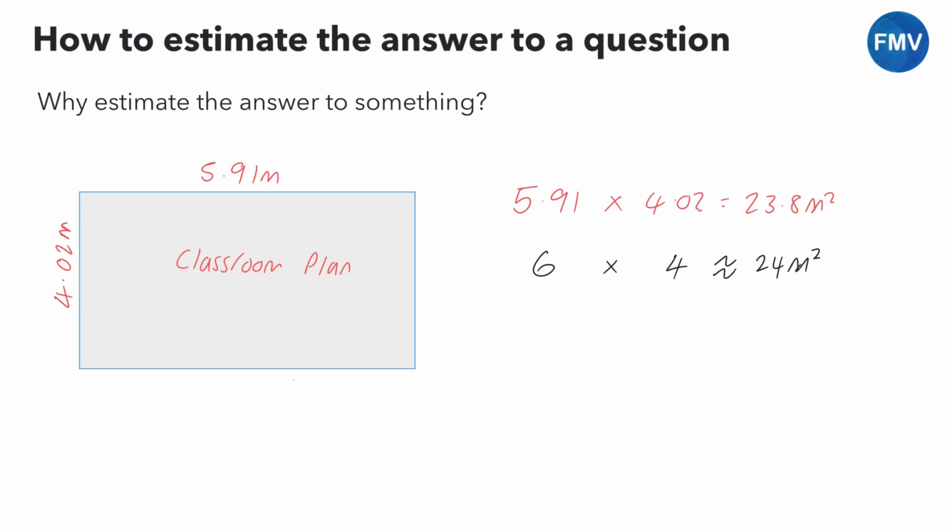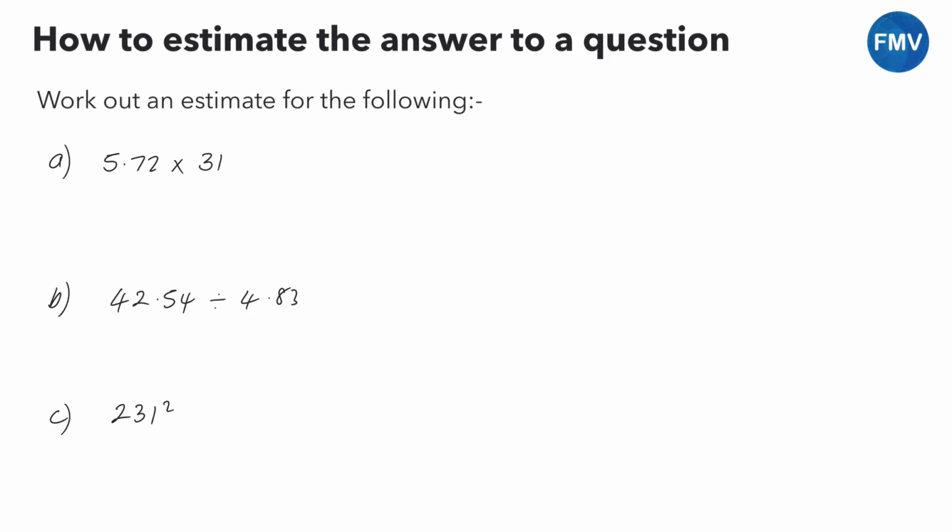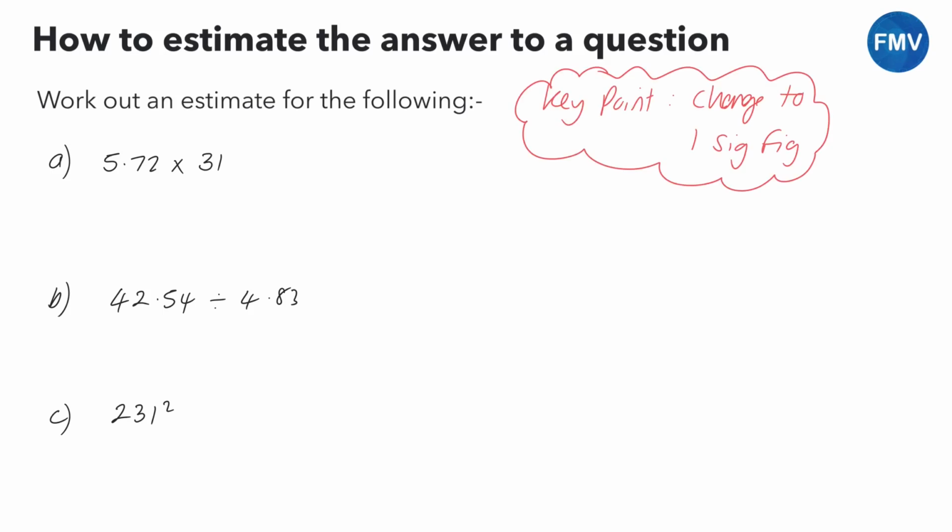Right, let's have a go at a few. So we're going to work out an estimate for each of these questions. Again, each time we're not going to get the exact answer. We're going to change them to one significant figure. So that's the key thing to remember: change everything to one significant figure. So for this question here, 5.7 is near 6, 31 is 30, 6 times 3 is 18, and then we're timesing it by 10, which gives us 180.